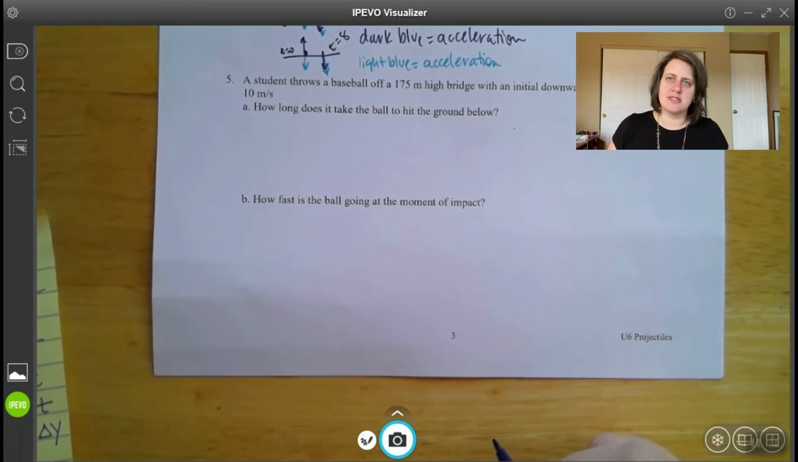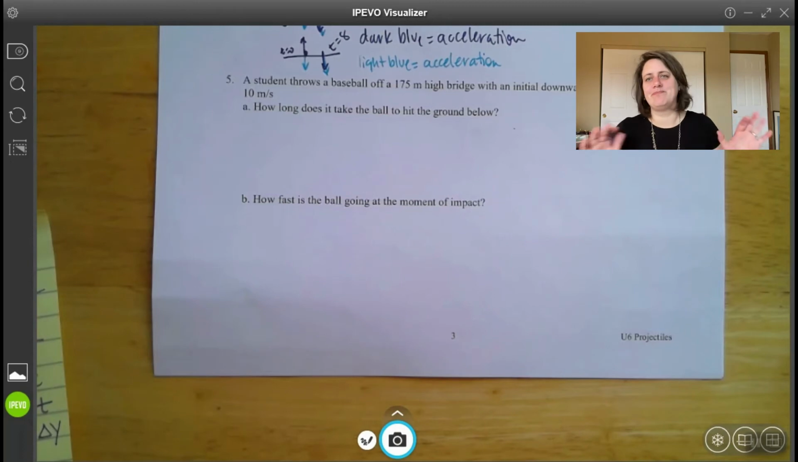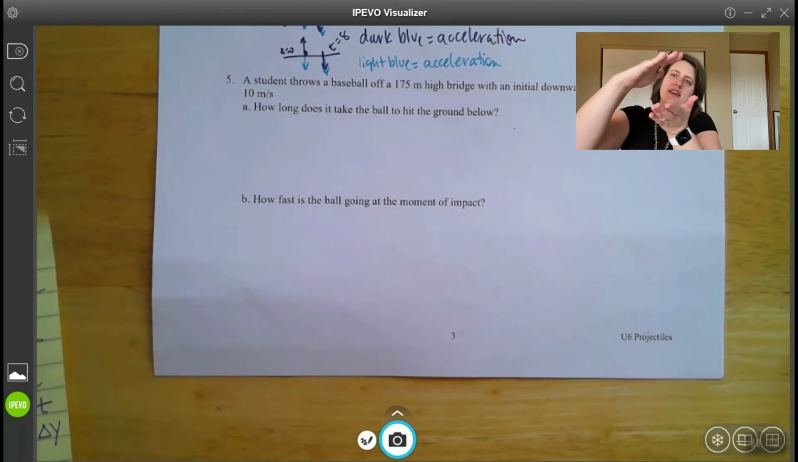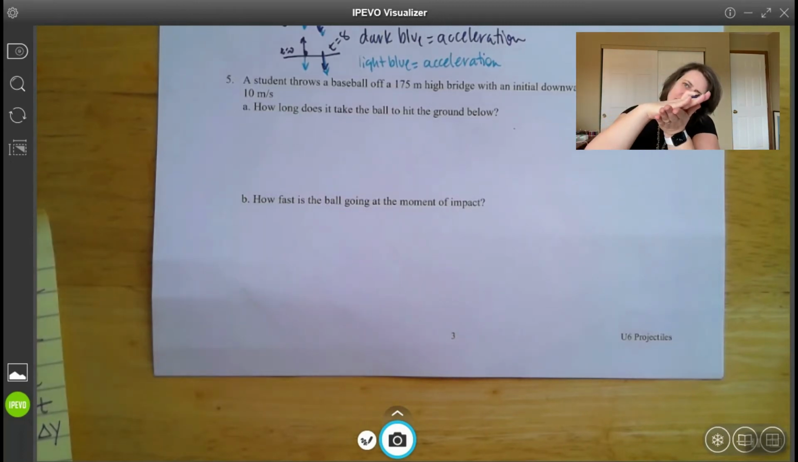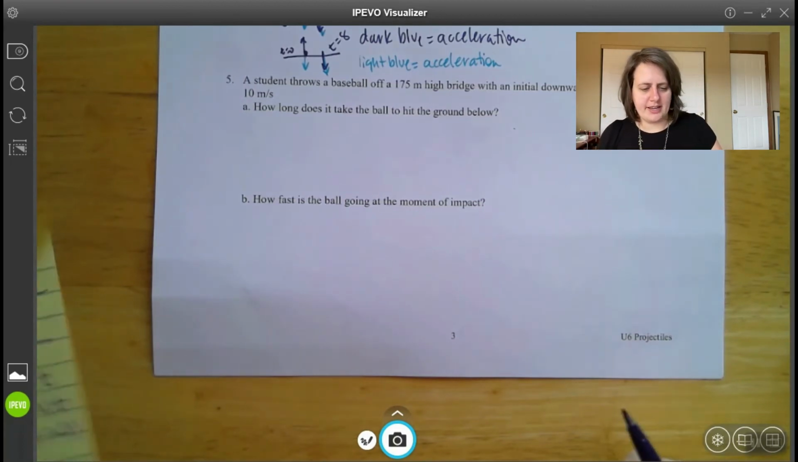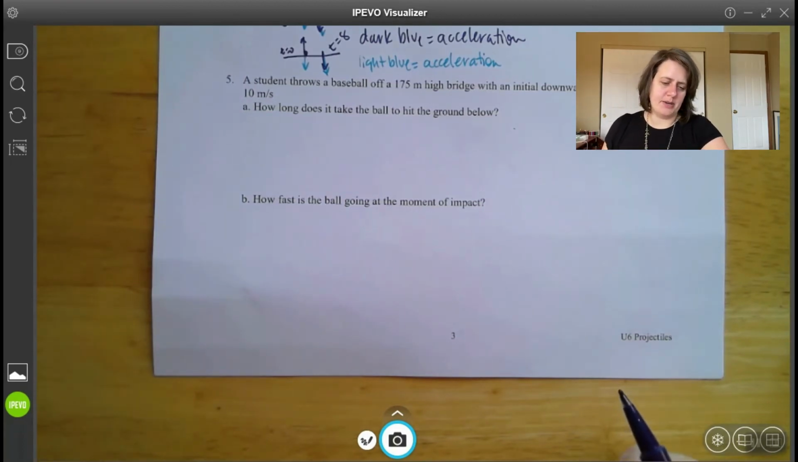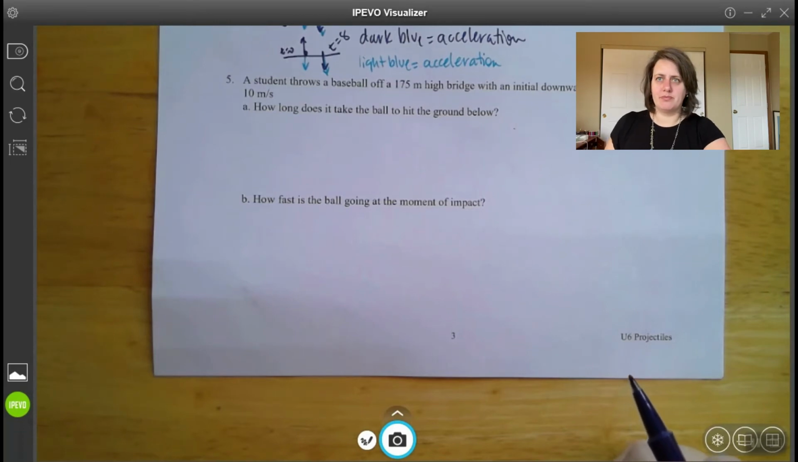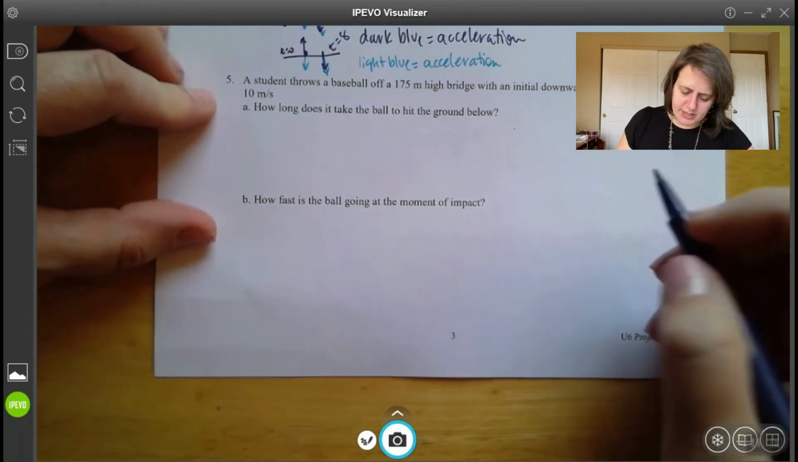One of the major misconceptions my students have is, oh, it hit the ground. It has no velocity anymore. We want to know the velocity right as the ball approaches the ground, just before it actually impacts it. So we're going to try to calculate that as a final velocity at the bottom of a motion. So things that we know.